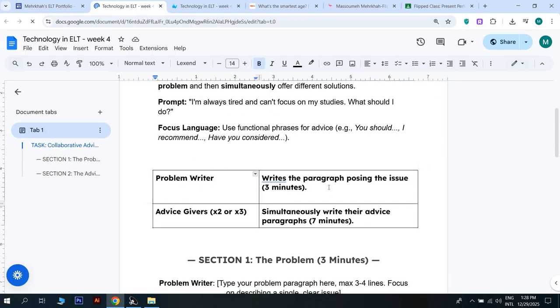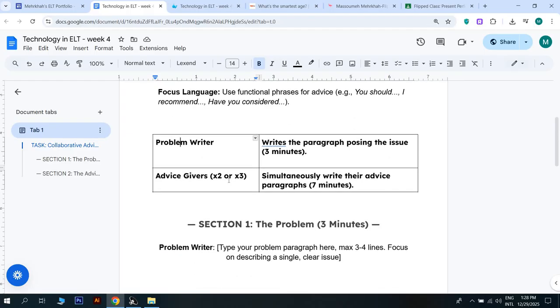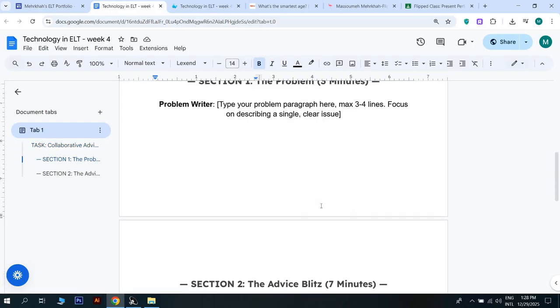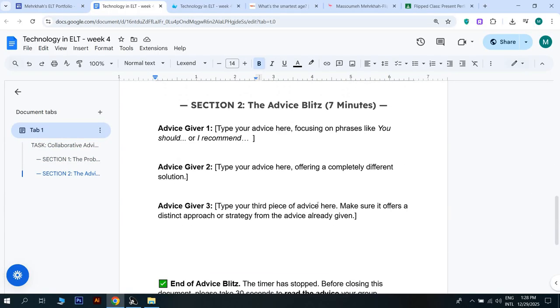We had one problem writer write about a paragraph posing the issue, what's the issue, what they are looking for, what's the problem that they are looking for a solution for, and two to three advice givers simultaneously wrote their advice in different paragraphs.